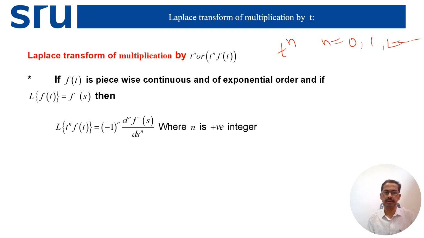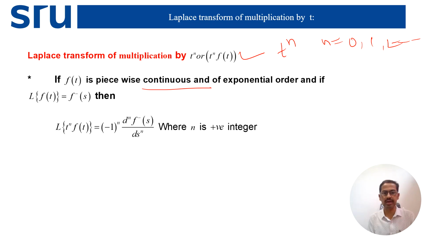T power n or t power n into f of t, then what is the formula? Here f of t is piecewise continuous. This is a condition of sufficient conditions for the existence of Laplace transform. What are the two sufficient conditions?